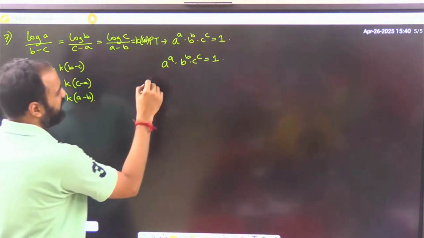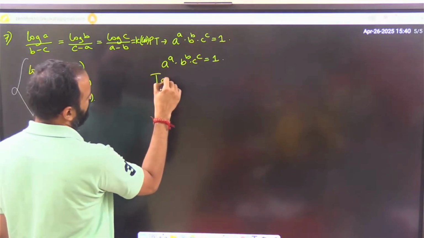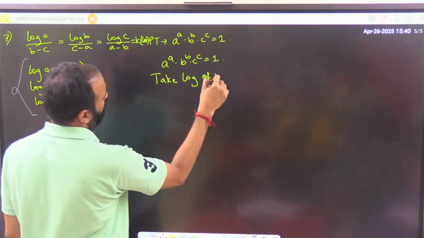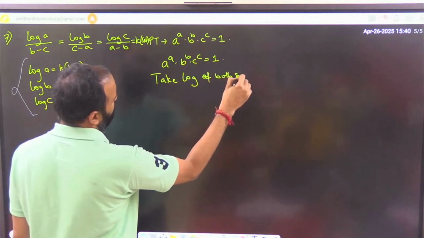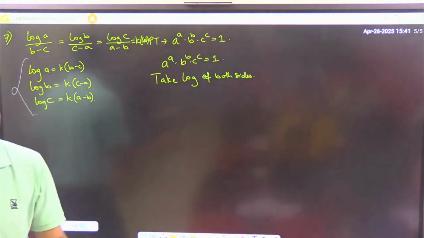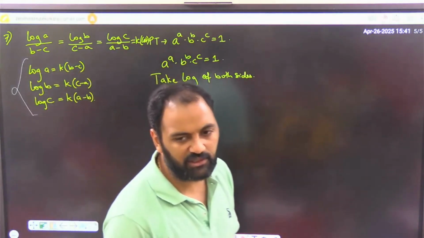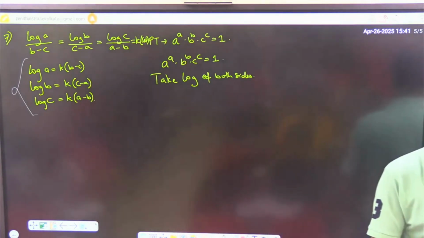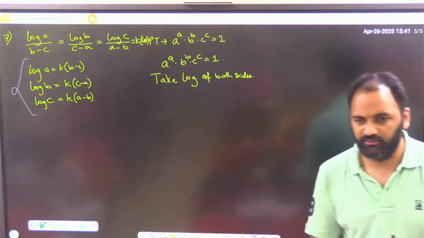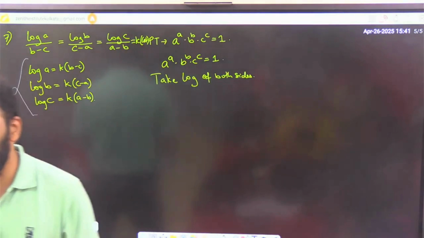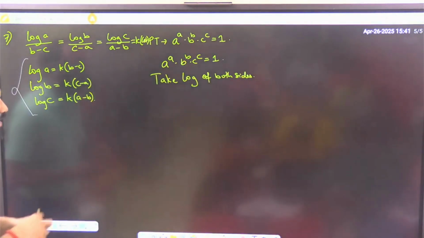Now let's say we take log of both sides. Just like we square both the sides, we take log of both the sides. Log is also an operator. Just like squaring both the sides, cubing both the sides, log is also an operator. It's not a value, it's a mathematical tool, a mathematical operator. So we take log of both the sides.